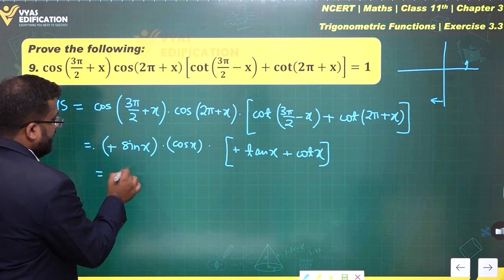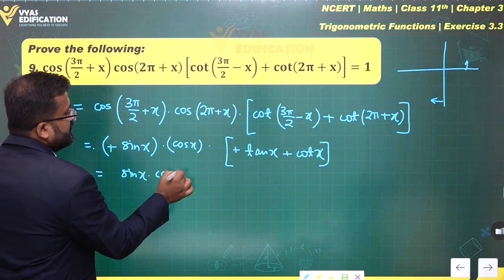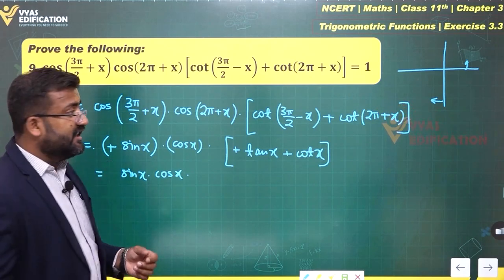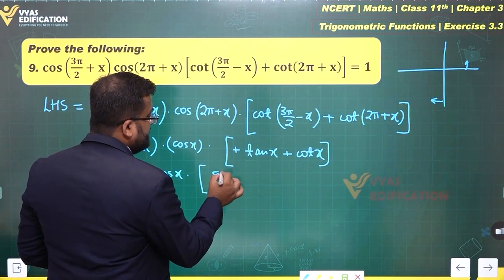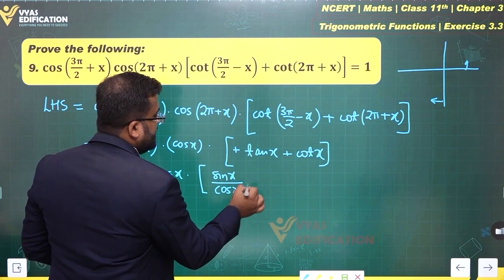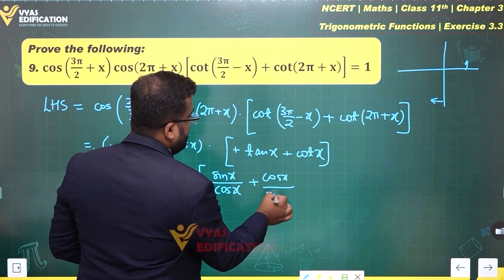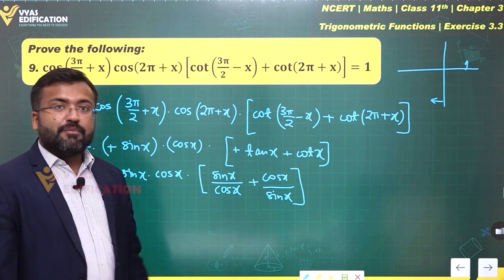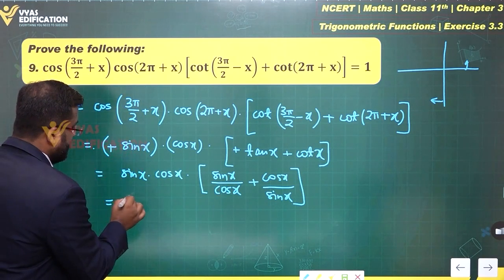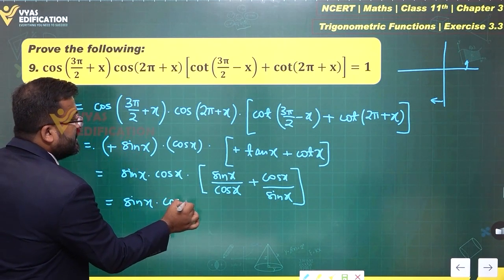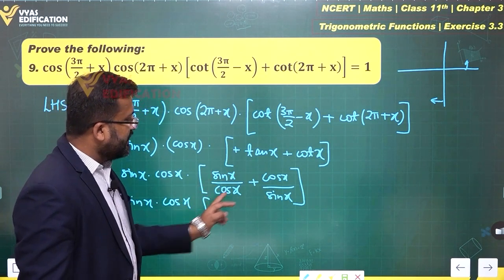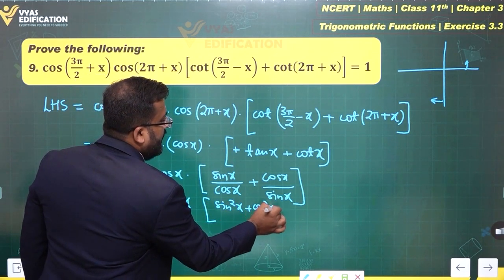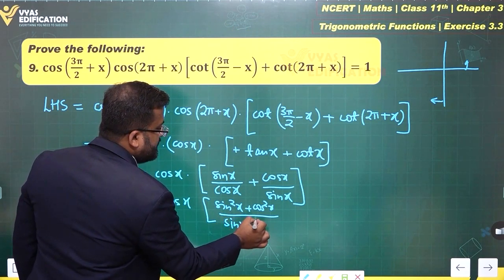This is what we have. This is sin x times cos x times, what is this? Tan x and cot x can further be written in terms of sin and cos. And what you get is sin x over cos x plus cos x over sin x, right? This is what we have. And can we take the LCM to simplify this further? Yes, let's do it. This becomes sin square x plus cos square x in the numerator, and what you get in the denominator is sin x times cos x.